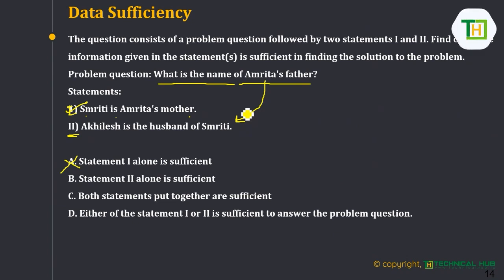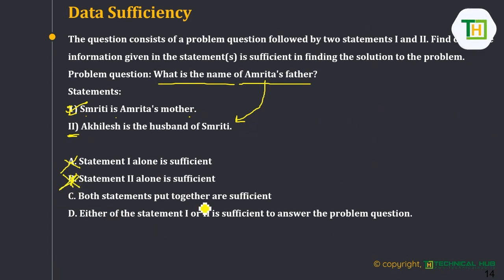Okay. Now forget about the statement one. I took only statement two. According to statement two, what is given: Akhilesh is the husband of Smriti. So maybe Akhilesh is the husband of Smriti. But how can I say that Amrita's father is Akhilesh? No, I cannot say that. Okay. "The statement two alone is sufficient" is also a wrong option.